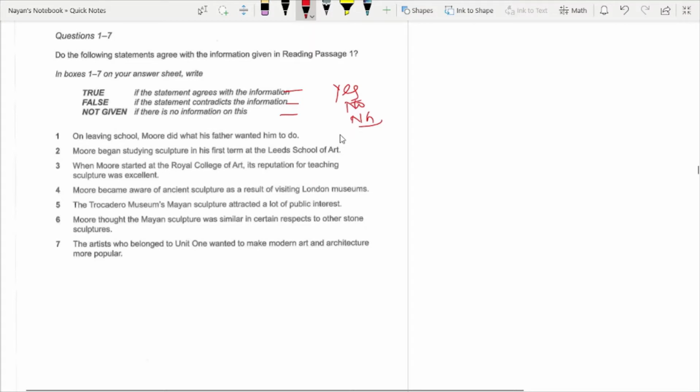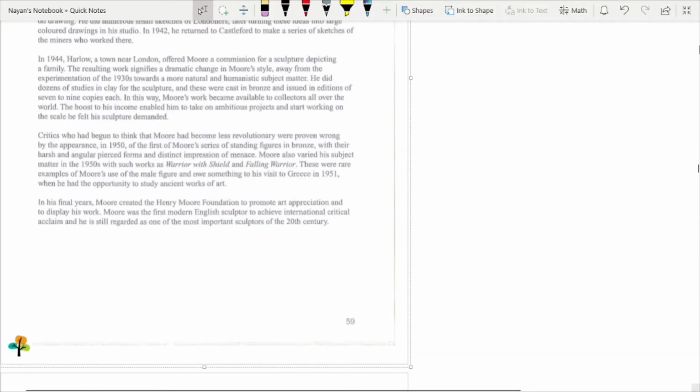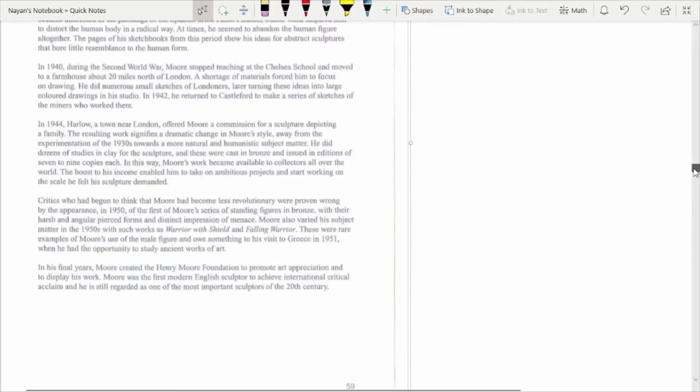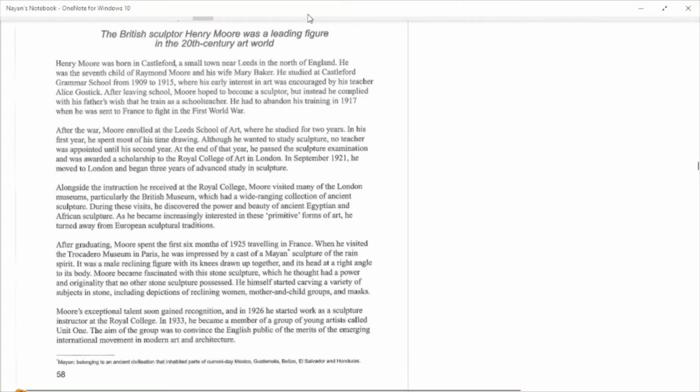Okay, so the first question is saying, on leaving school, Murray did what his father wanted him to do. So that means when Murray has left the school, whatever his father wanted, he has done that thing, right? Let's read the passage and see what they are saying. Always start from the first passage first. Okay, so this is the passage, Henry Moray, and they are telling that after leaving the school, the answer will be somewhere after leaving the school, what he has done.